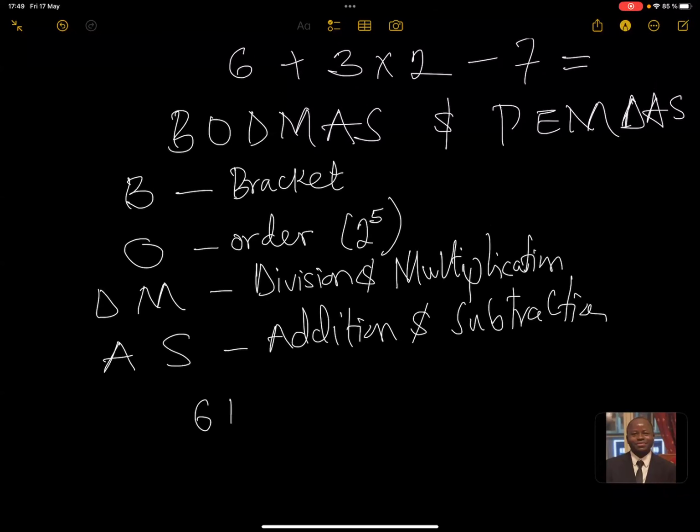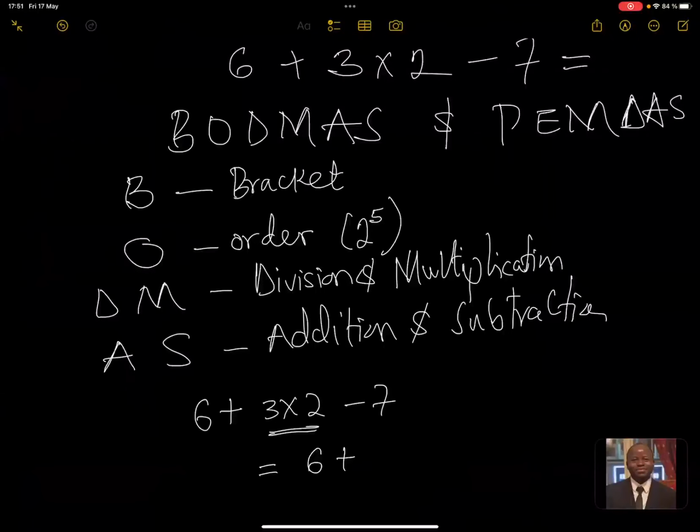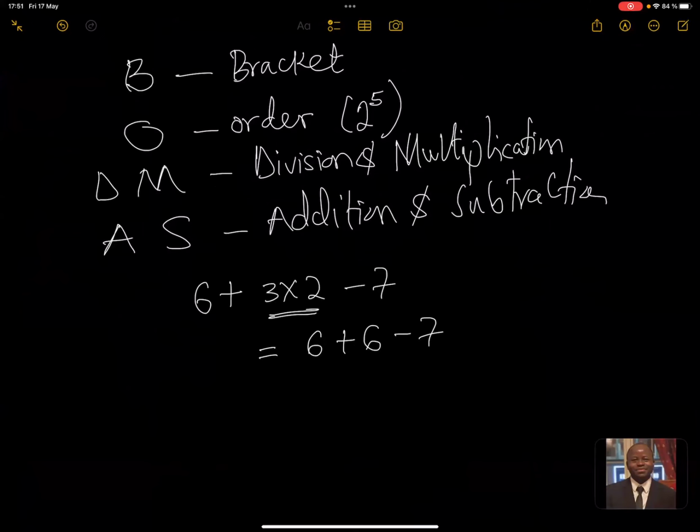In our problem, we have 6 plus 3 times 2 minus 7. In this problem, we can see that according to the order of operation, BODMAS, we are going to start with what? Multiplication. Because multiplication comes before addition and it comes before subtraction. Okay. So the next thing we do, we deal with the multiplication in our expression. So we say 3 times 2, we have 6, minus 7. Is that okay?